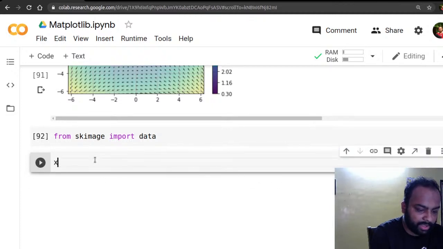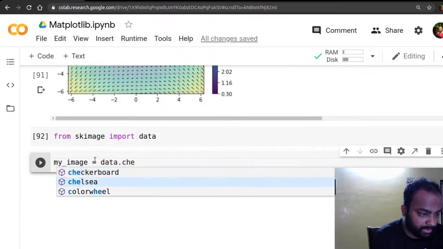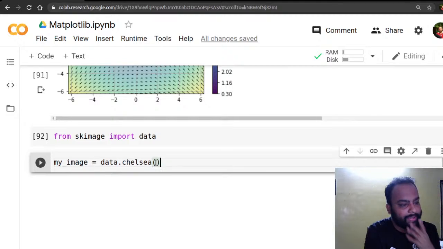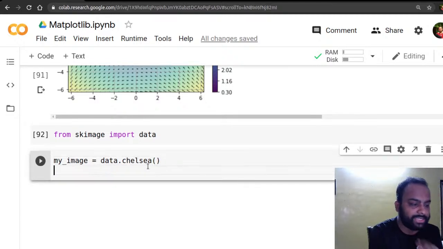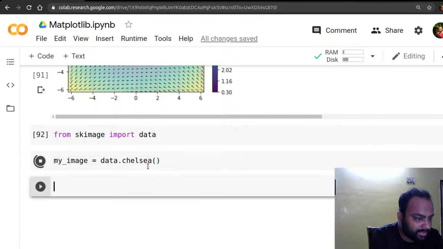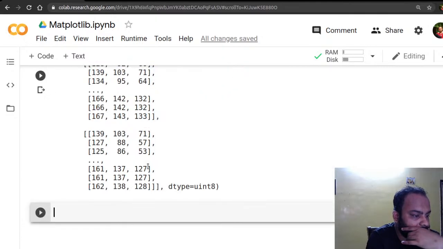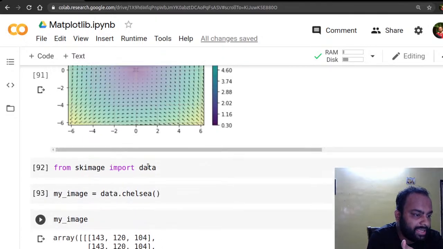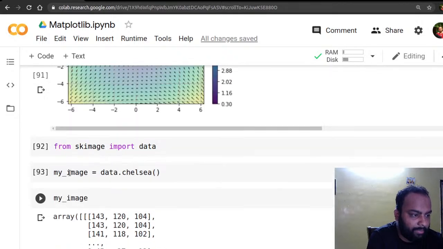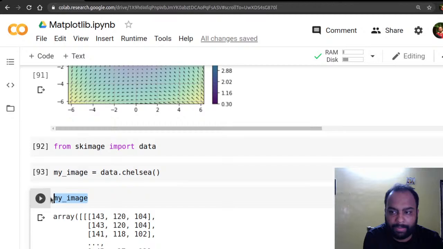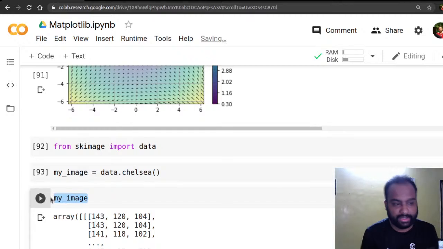This is my image: data.chelsea. So from data I am importing Chelsea. Now if I print this, all I see is an array, a NumPy array. But if I want to plot this, it will be pretty hectic and pretty useless because it's a three-dimensional array.